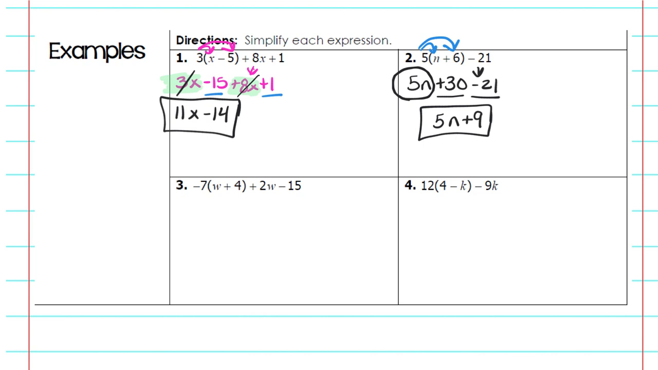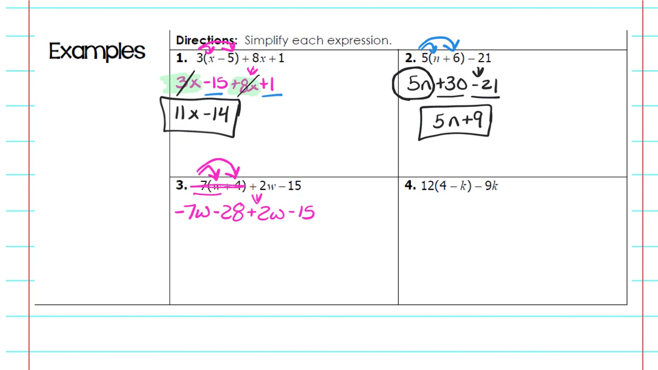Now coming to look at number 3. So let's look at this. I need to distribute. So I will have negative 7w. And then distributing negative 7 times 4 gives me negative 28. I've already done all that math. Going up here, I'm just going to bring the rest of the information down: plus 2w minus 15. Okay, so now I've distributed.